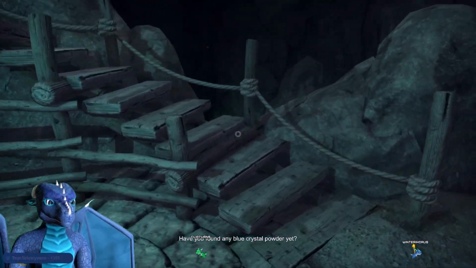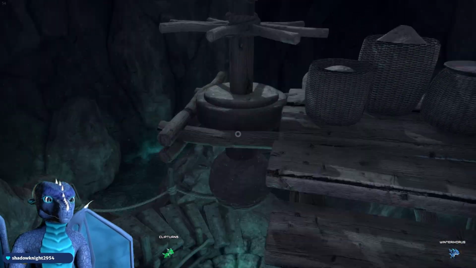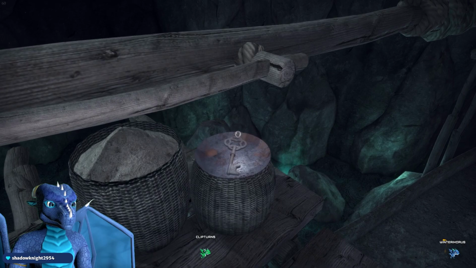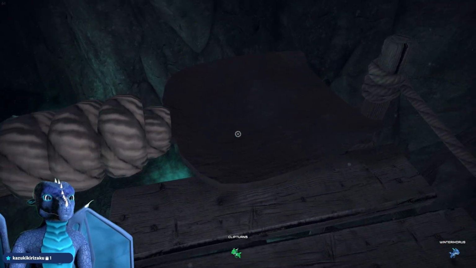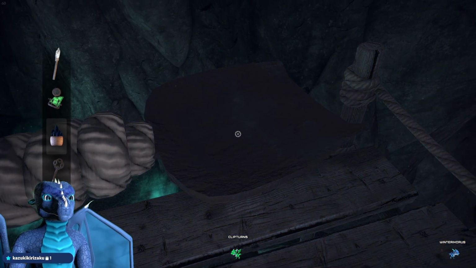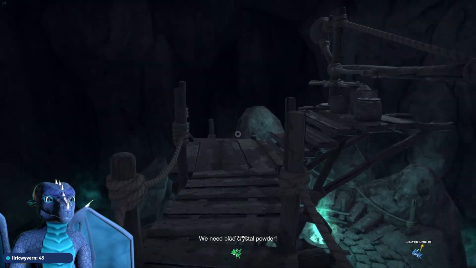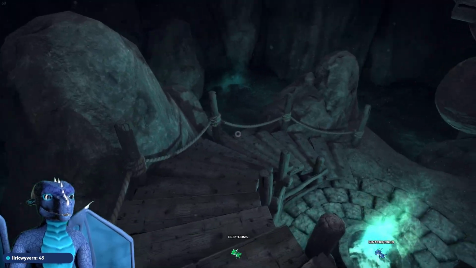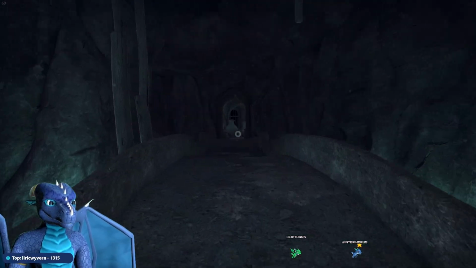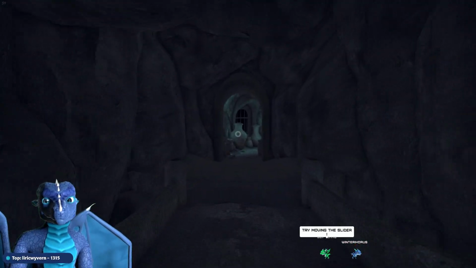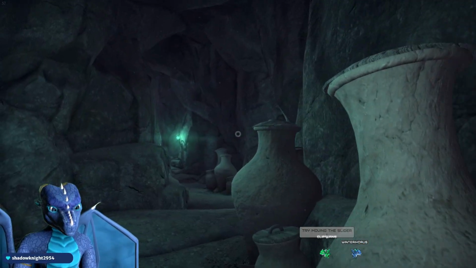Have you found any blue crystal powder yet? No, but I have found blue crystals. The key. We need blue crystal powder. Yes, I am working on that. And you're going to probably get really annoyed at me because we will have to work on that more after the ad break. Try moving the slider.